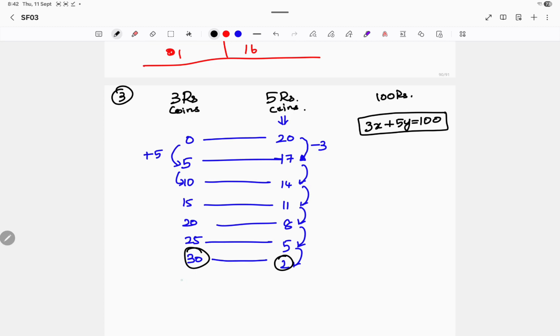30 into 3 rupees coin will give me 90 rupees value, 2 into 5 rupees coin will give me 10 rupees value. So when I add them both, what I have here is 100 rupees value. So these are the 7 possible solutions that I have.